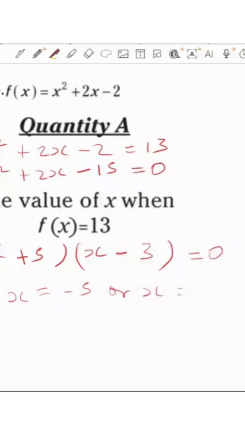In s equals minus 5 or 3, we finally decide: if s is 3, they are equal. If s is minus 5, b is greater, but we have conflicting answers. So our correct option is D.